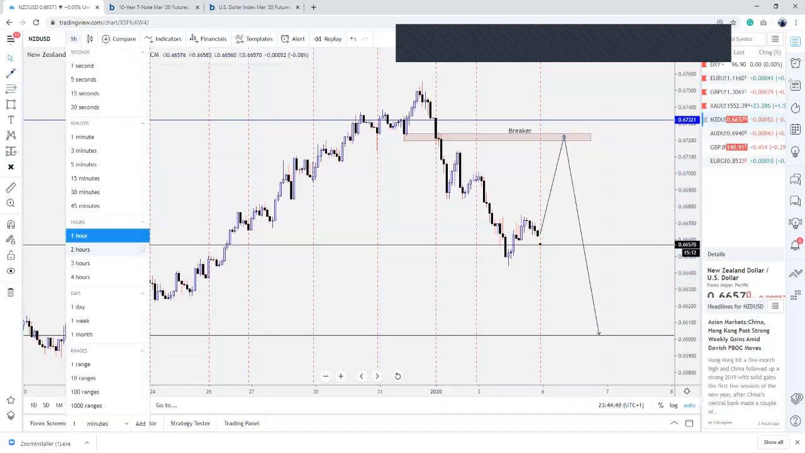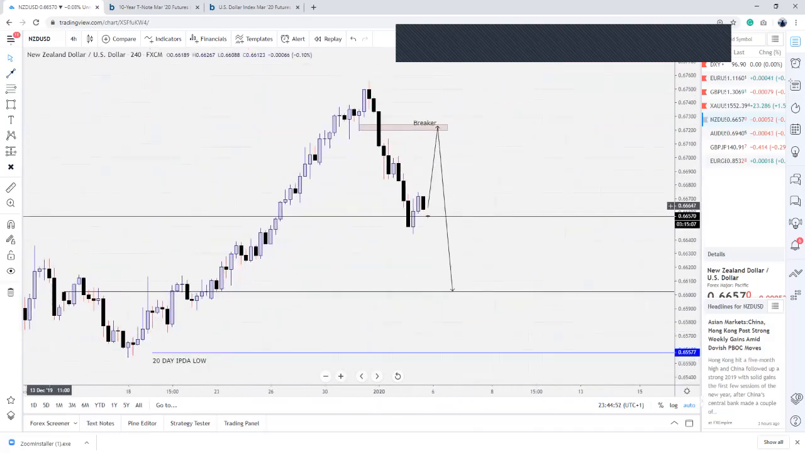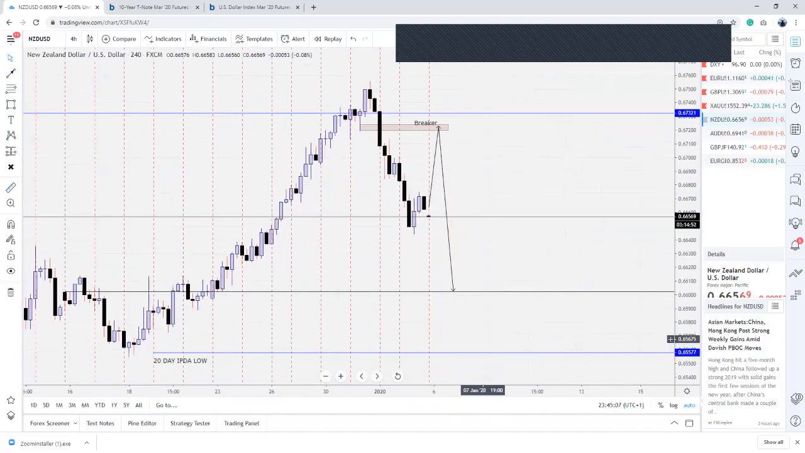Very clean, because we're looking at TP1 being 118 pips. TP1 118 pips. TP2 is going to be just a little over 150 pips.